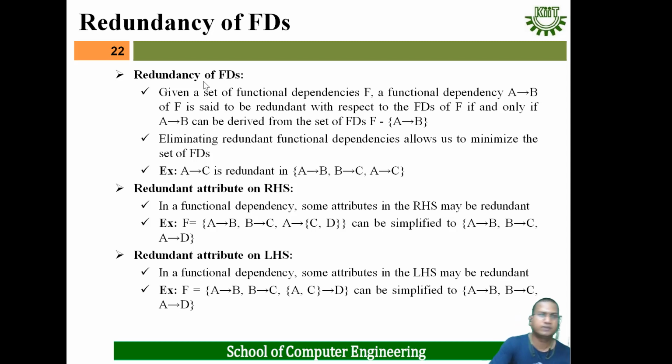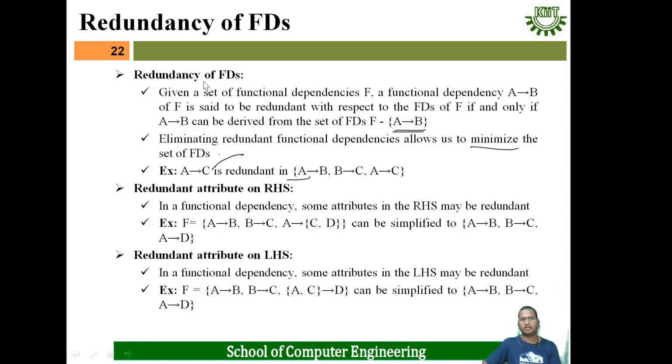Then redundancy of FDs. Given a set of functional dependencies F, a functional dependency A→B of F is said to be redundant with respect to the FDs of F if and only if A→B can be derived from F minus A→B. Eliminating redundant functional dependencies allows us to minimize the set of functional dependencies.